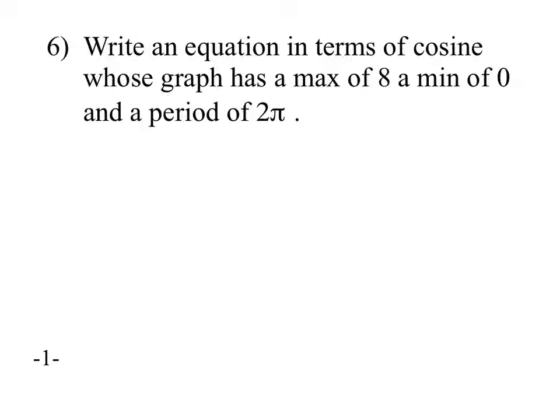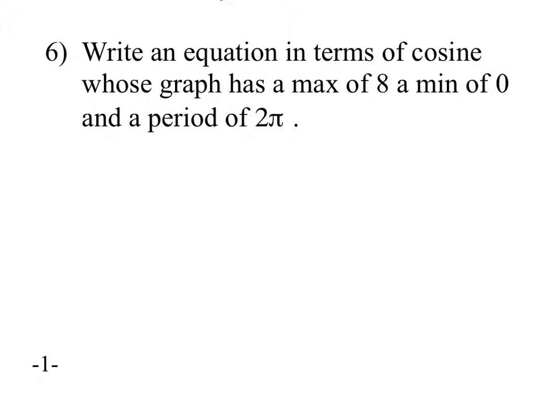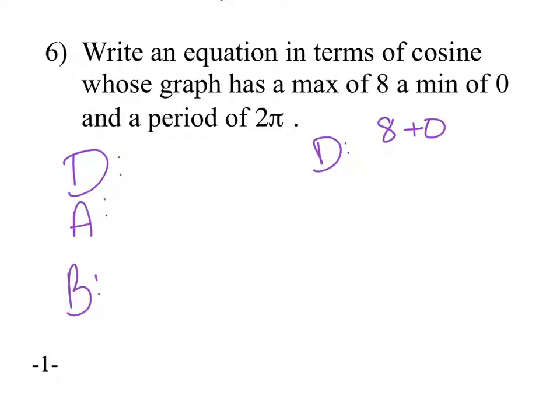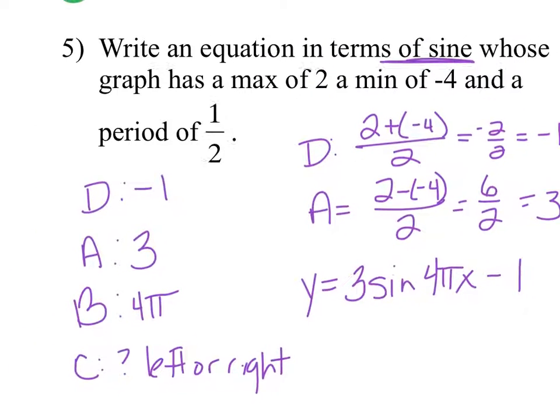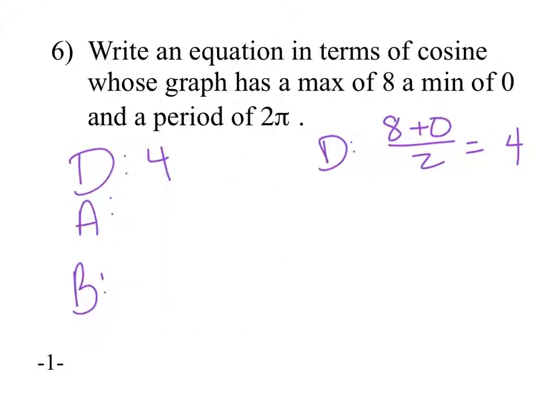Same deal with this one. We need our information. D is the max plus the min divided by 2. Oh wait, did this one, hold on. Did it say it had a reflection? No, okay, sorry. I'm just checking. I'm doing these on the fly here.